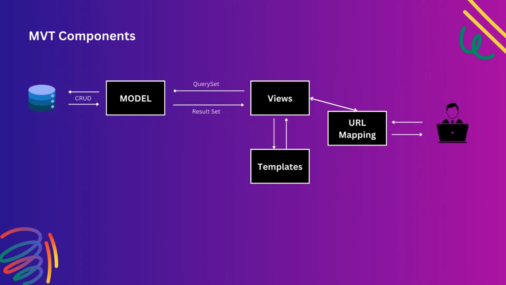When a user makes a request, with URL mapping, it goes to views and views send request to the model. Once the model responds back with the data, it appends this into the template and also applies the business logic and sends back to the user. That's how MVT architecture works in Django.